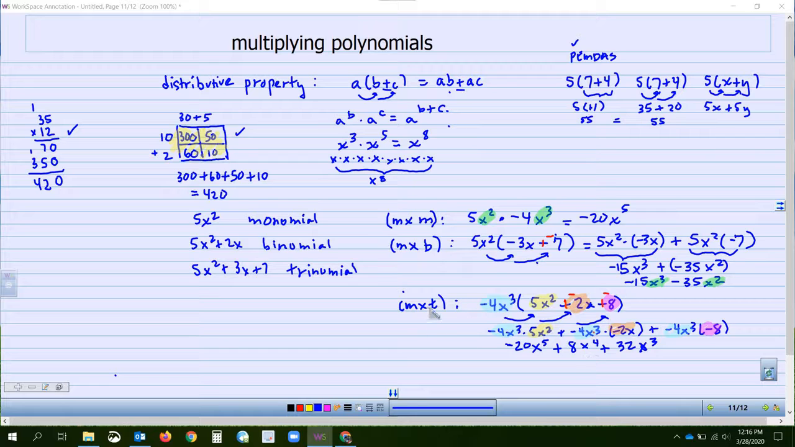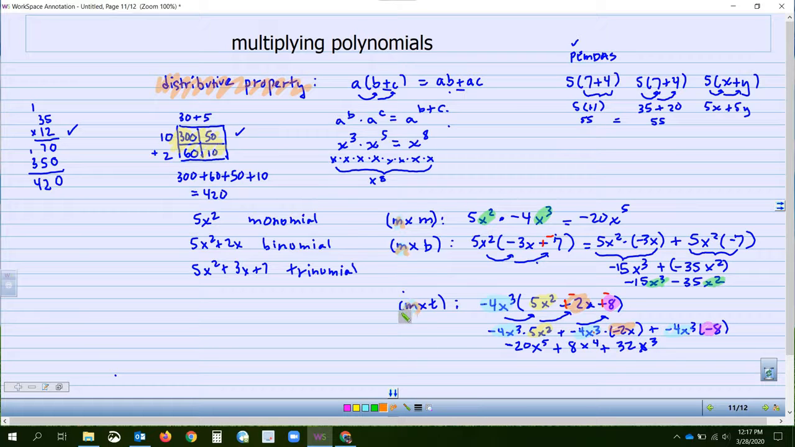All right? So, and again, it really doesn't matter which polynomial you're multiplying by, when the first one you're multiplying by is a monomial, then you will always be using the distributive property. We're going to be using the distributive property when we are multiplying by monomials. Got it?